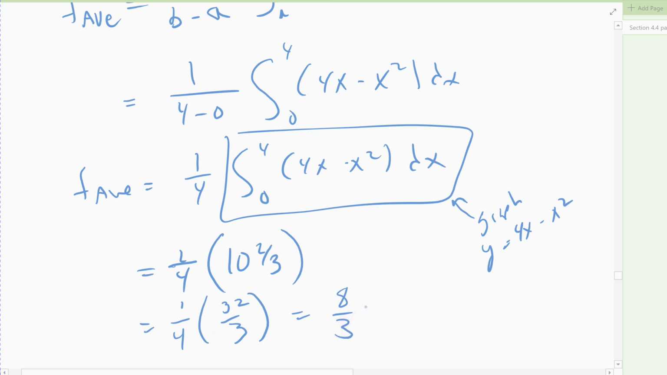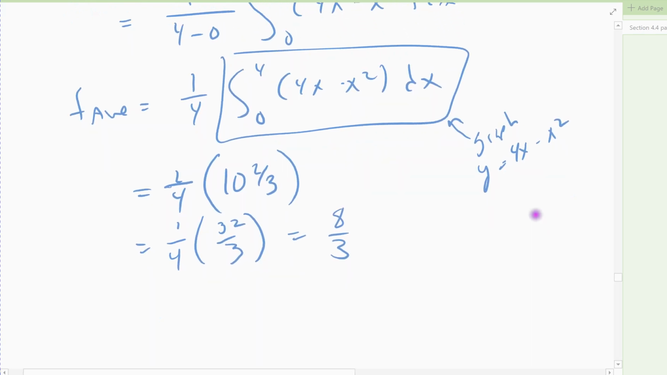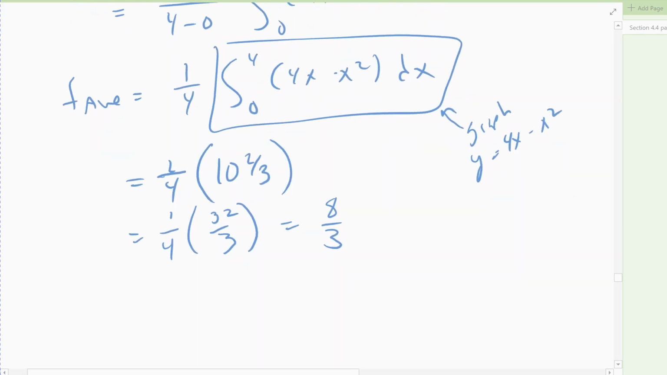8 divided by 3, and so we want exact answers, right? We don't want the decimal approximate. So that's why sometimes these might be easier to do by hand, because graphically, you don't usually get the exact answer unless you can convert it like I did. I know most of ours are thirds, so it's usually 1/3, 2/3, or something with a third in it. So the function average is 8/3 from 0 to 4.